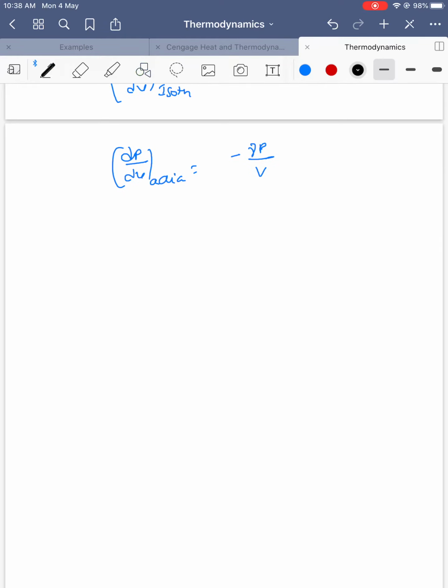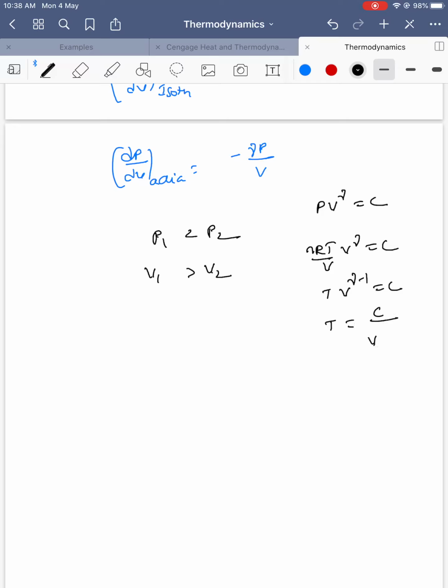See the temperature. Now we will write the relations properly. P1 is less than P2, so V1 will be greater than V2. What about temperature? PV power gamma is equal to constant; instead of pressure I will replace it with temperature. P is equal to nRT by V. So nRT by V, times V power gamma, is equal to constant. TV power gamma minus 1 is equal to constant. So T is equal to C by V power gamma minus 1. So if volume is more, temperature will be less. V1 is greater, so T1 will be less than T2.